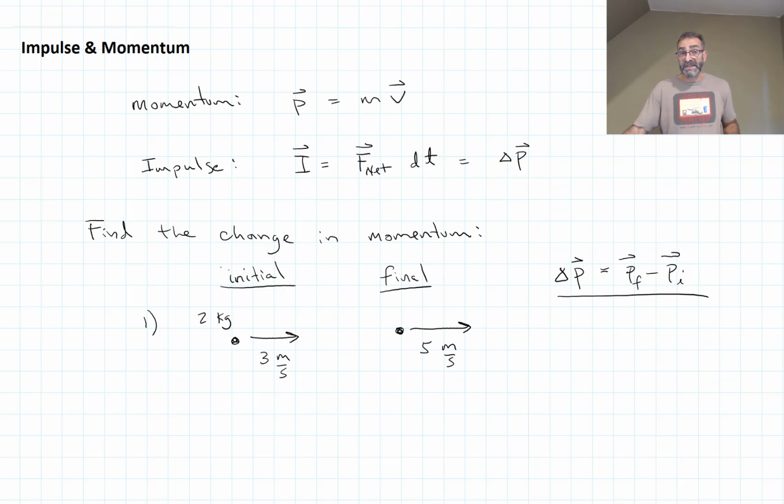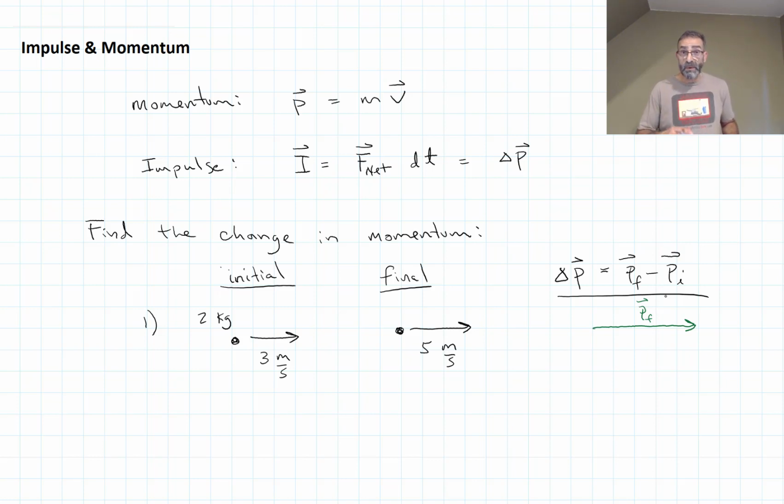So delta P, the change in momentum, is final minus initial. The final momentum is 10. So I'll use green here for the final momentum. And I'm going to subtract, I'm going to add the opposite of P initial. The initial momentum is 6 kilogram meters per second, but I'm going to add the opposite of that.